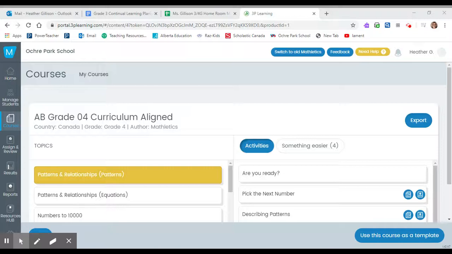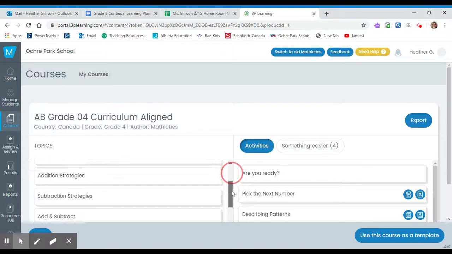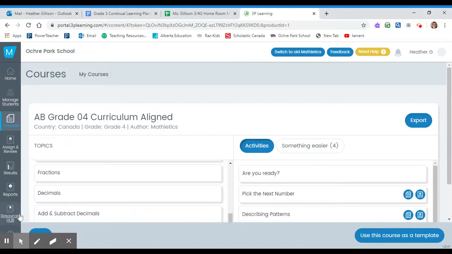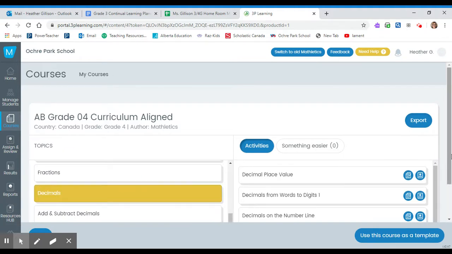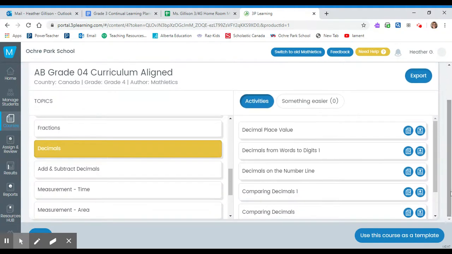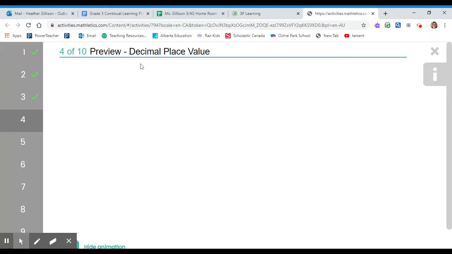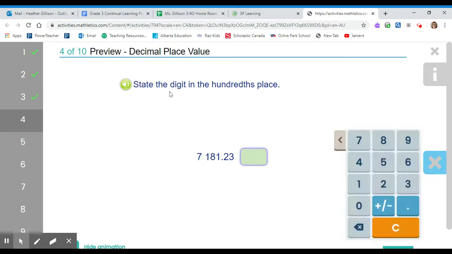So your tasks in Mathletics, if you head on down to decimals, you've got 5 or 6 tasks that you're going to do. So the first one is decimal place value. So very simple. This should be a very quick review for you. You're going to look at the instructions. So state the digit in the hundreds place.